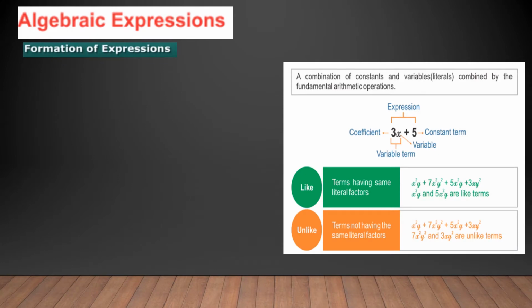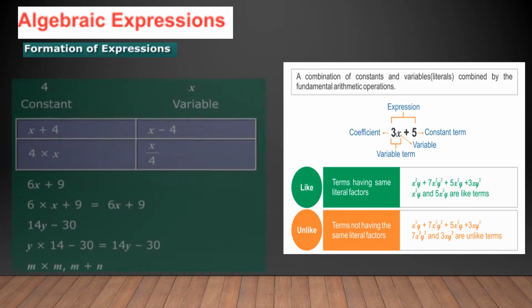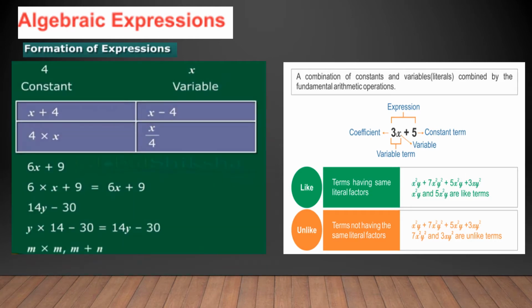Formation of expressions. By using the four operations, addition, subtraction, multiplication, and division, with a constant 4 and a variable x, we will obtain the following expressions. First, adding x and 4, you will get the expression x plus 4. When we subtract 4 from the variable x, you will get the expression x minus 4. When we multiply the constant with the variable x, you will get the expression 4 into x, that is 4x. When we divide x by 4, you will get x by 4.